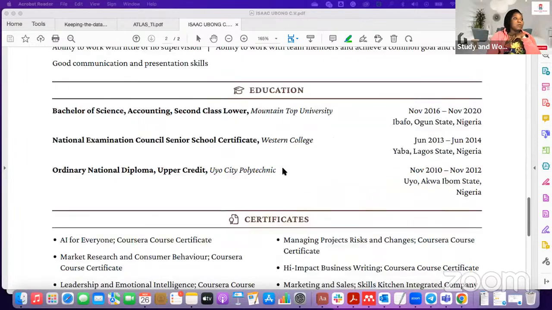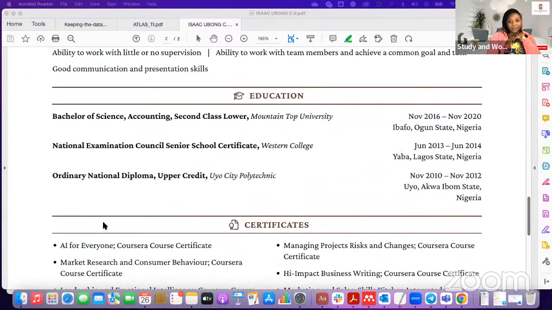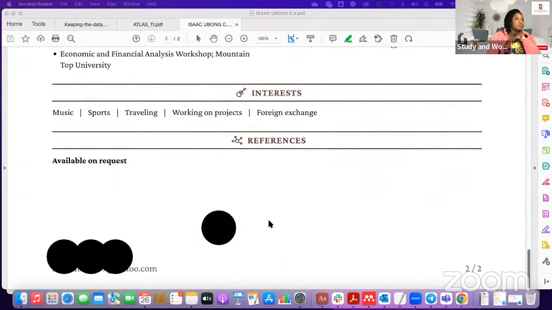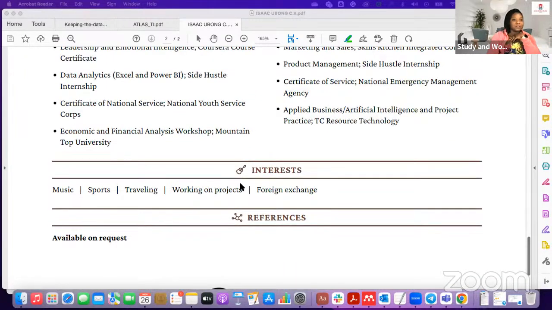And for me, I'll also have another section for volunteering experience. And then you can put some of your skills here. So this is from one of our friends here.